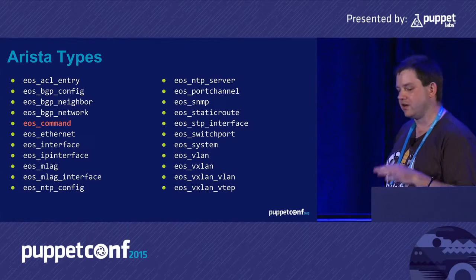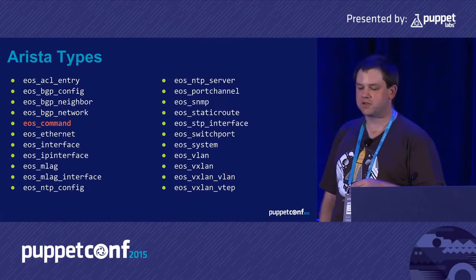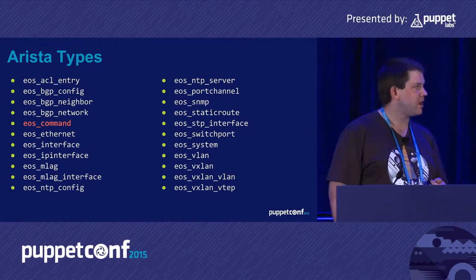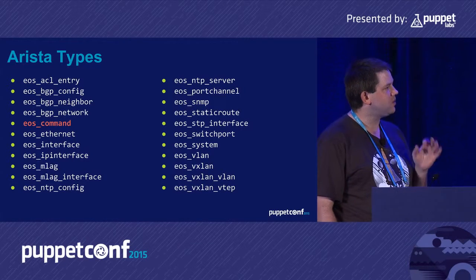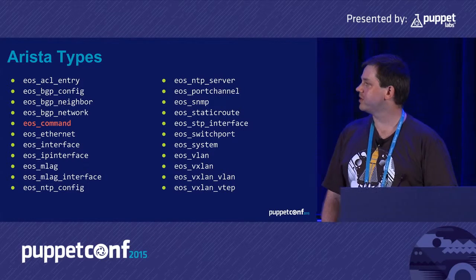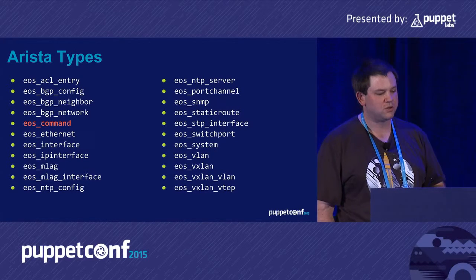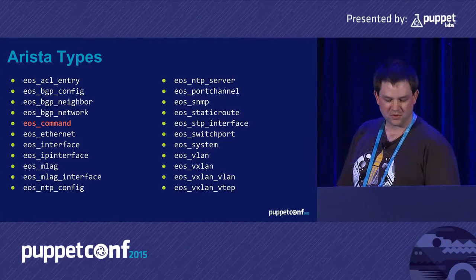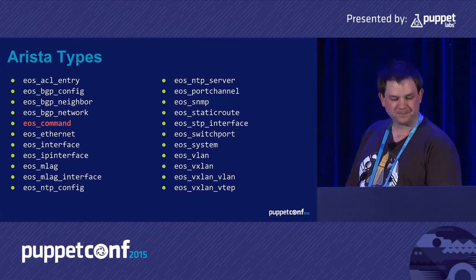Moving on to Arista. Here is the EOS types for the Arista switches. Again, we have an EOS command that kind of gives us, we don't have a native idempotent type for that yet. So here is where you can put native configuration in to support that until we have a type for it.